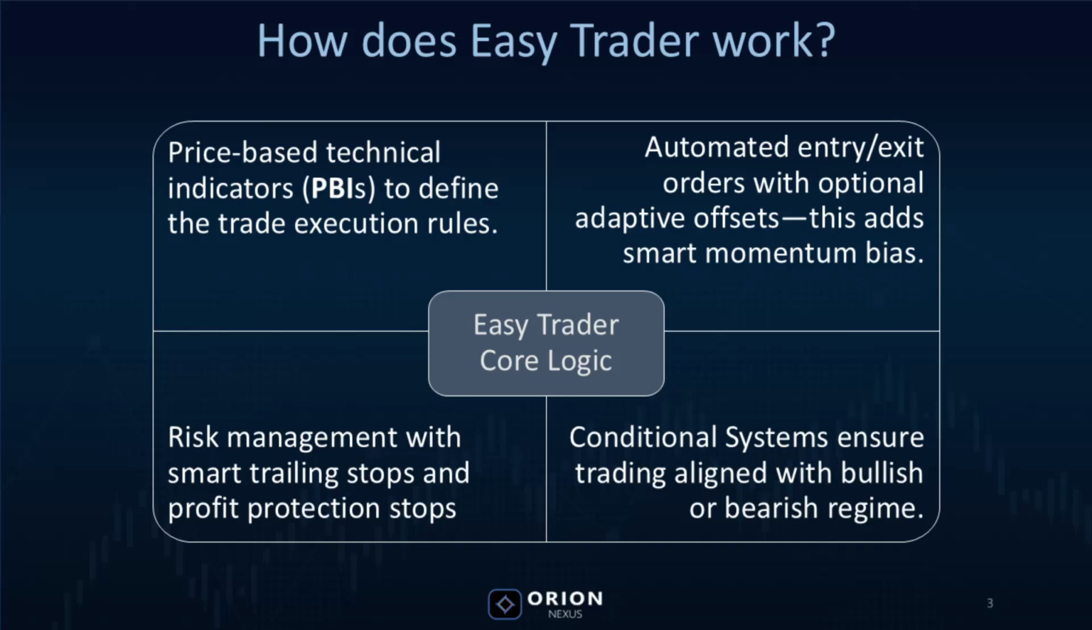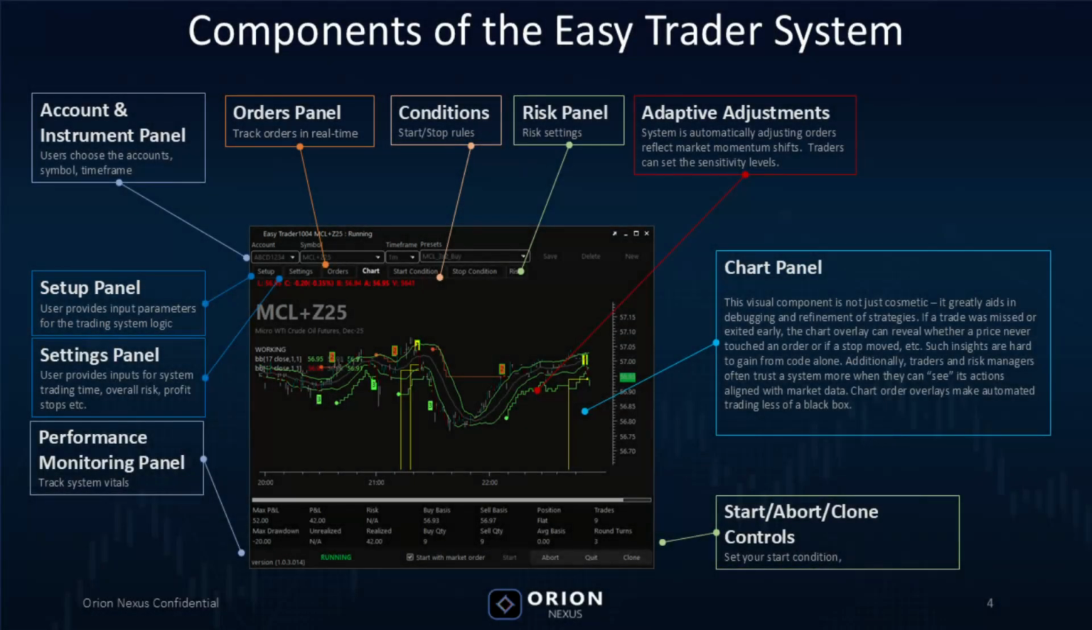So, PBIs to define the strategy, automated limit entries and exits to enforce it, adaptive offsets to take advantage of short-term market shifts, OCOs and trailing stops to protect and capture profits, conditional rules to control when the system runs. Wow, that's a lot. Well, ready to dive in? Next, your guide to Easy Trader system components.